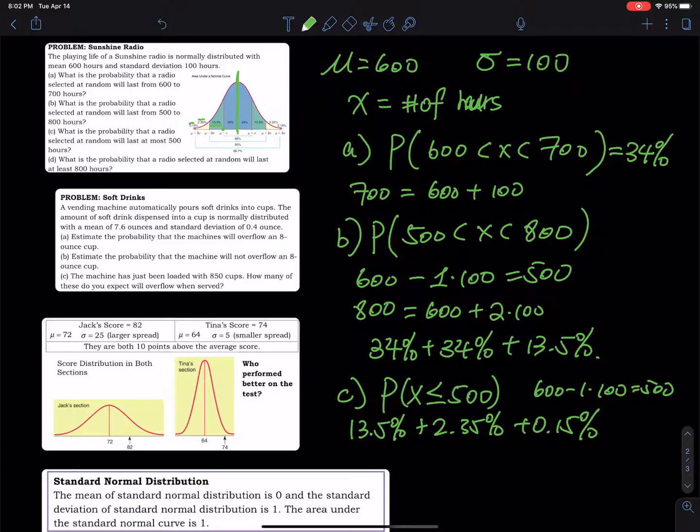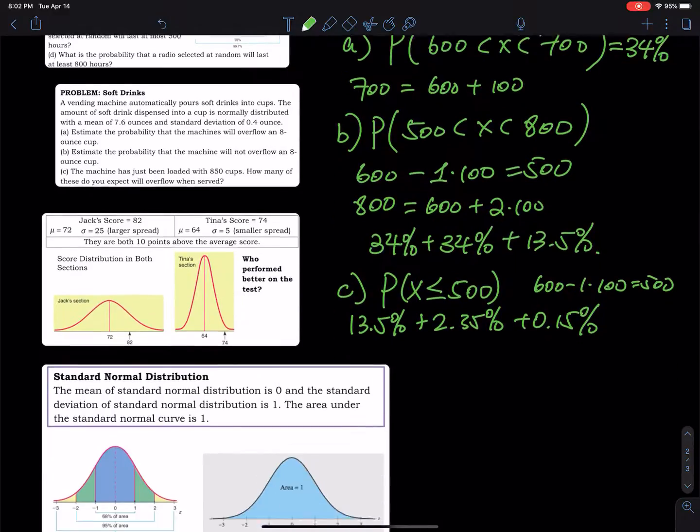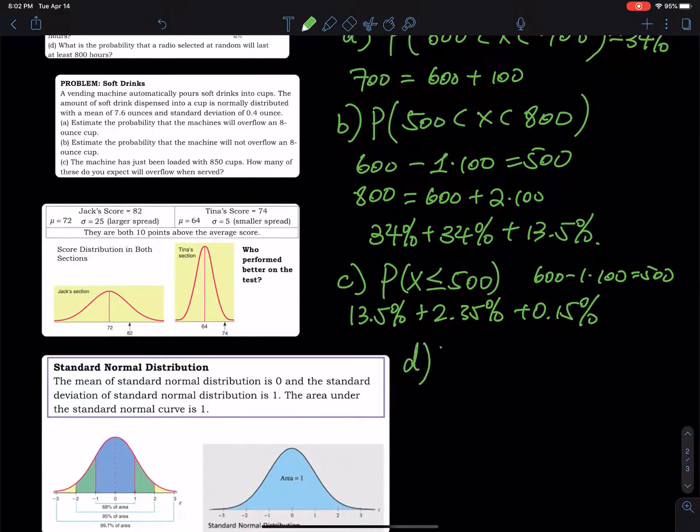And then the last one is at least. At least means 800 or above. So in part D, we have probability x greater than or equal to 800. Where is 800? So we have 600 plus 2 times standard deviation. That equals 800. Greater than or equal to that.